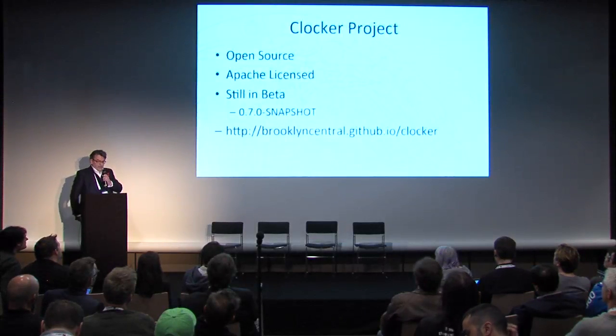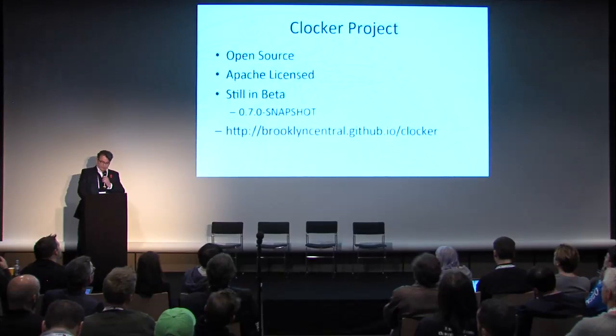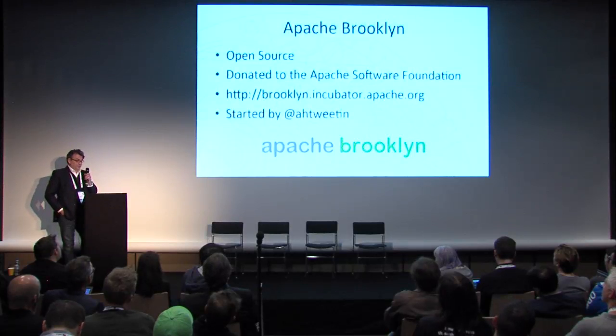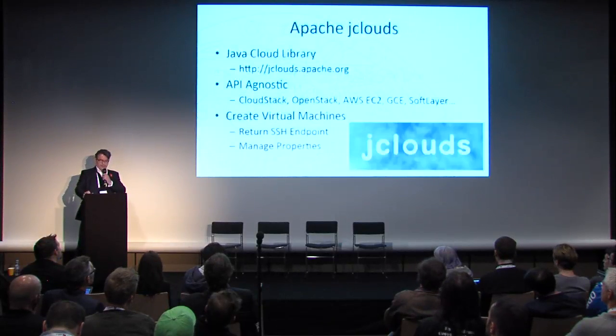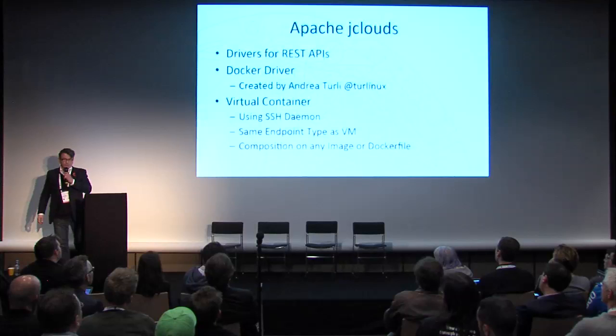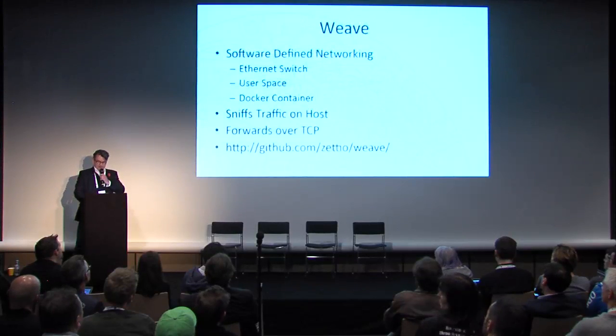Small print. Clocker is open source, Apache license, still in beta. You can find it on Brooklyn Central on GitHub. Apache open source, donated to the Apache Software Foundation, started by another member of our team, Alex Henneveld. jclouds, I'm sure you all know Adrian Cole. If you don't, you should. But the guy I'd like to call out here is Andrea Turley, who's also on our team, who wrote the Docker driver. Finally, Weave, links there.